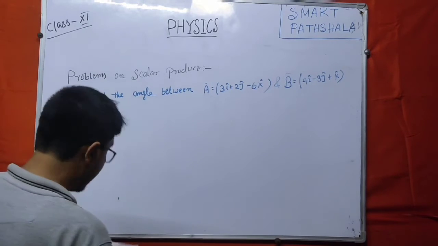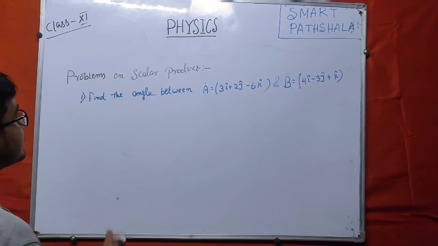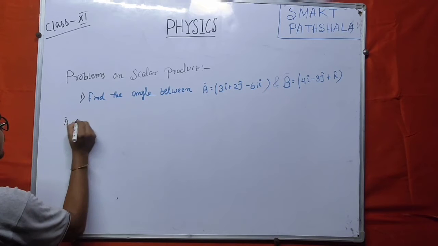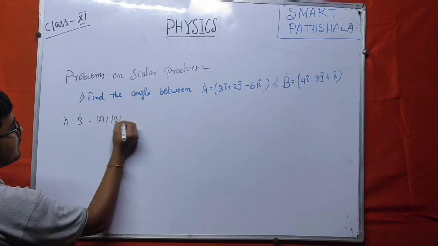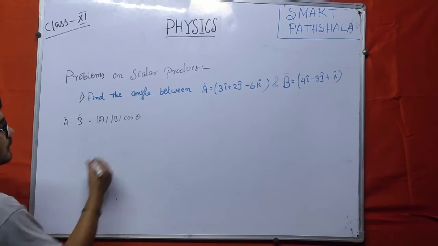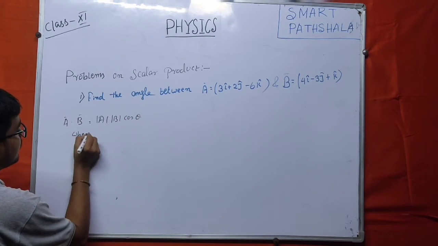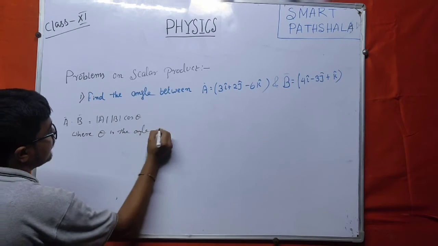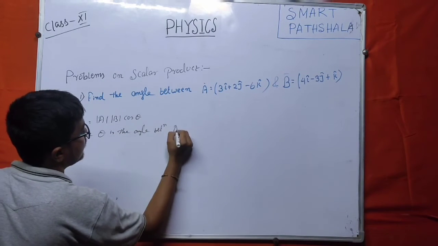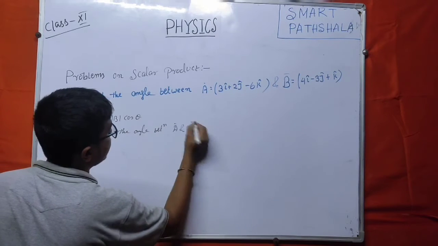Let us remind the formula used in our scalar product. A vector dot B vector is equal to mod A mod B cos theta, where theta is the angle between A and B.